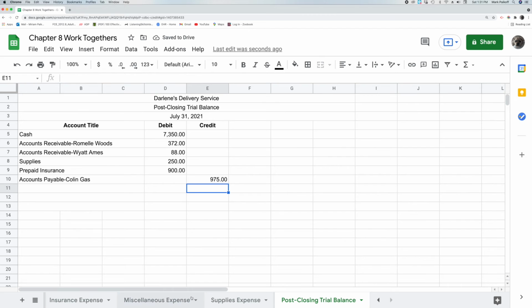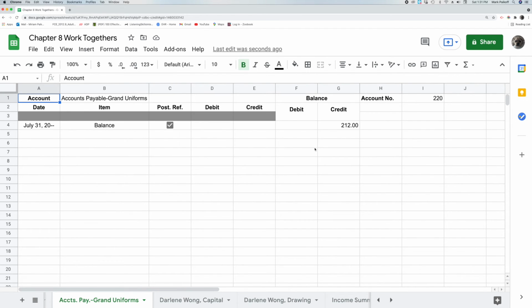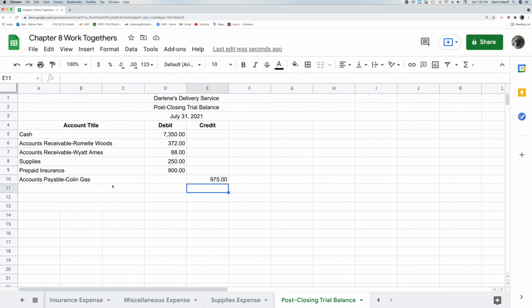The next account is going to be accounts payable, grand uniforms. So if we come over to the accounts payable, grand uniforms ledger, as you can see here, this account has a credit balance of $212. And if we come back over to the post-closing trial balance, we're going to put in accounts payable, grand uniforms for the account title, and then we're going to record the amount in the credit column.